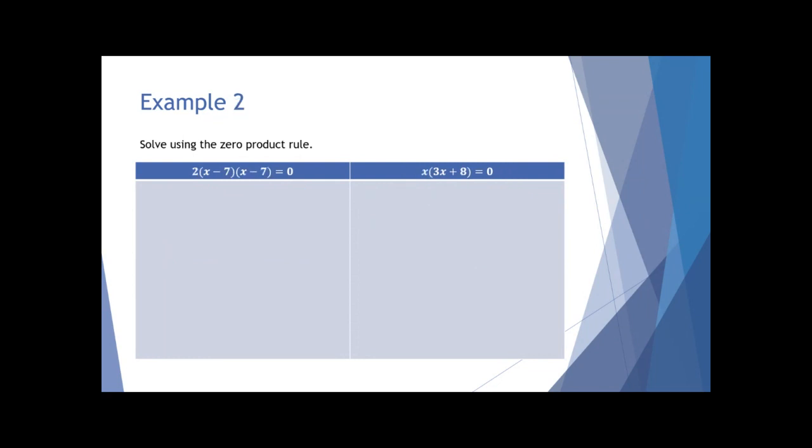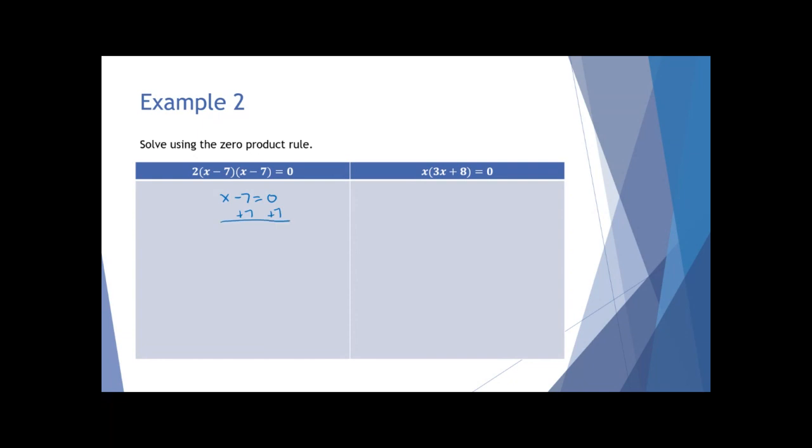Here are a couple more. So I have 2 times x minus 7 times x minus 7 equals 0. The 2, we can ignore that because it doesn't have a variable. If we set that equal to 0, that would be 2 equals 0. It doesn't mean anything. So we only need to set x minus 7 equal to 0. But since it shows up twice, we only really need to have it once because we're going to get the same answer twice. So we have x minus 7 equals 0.